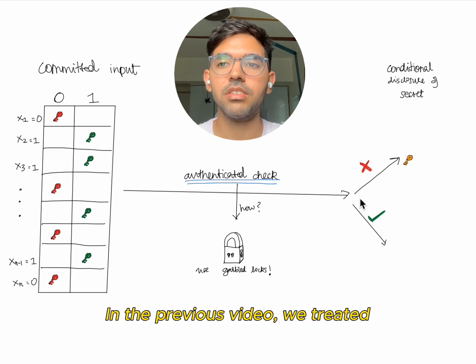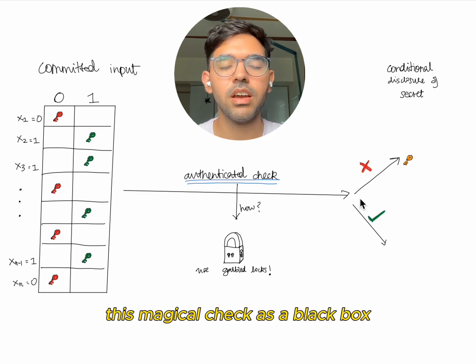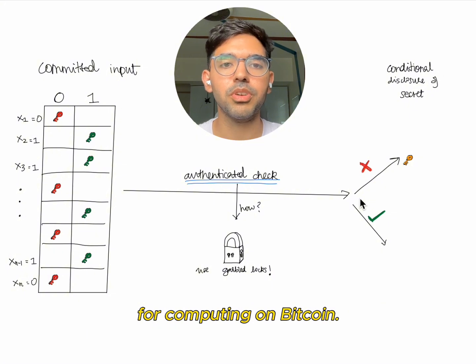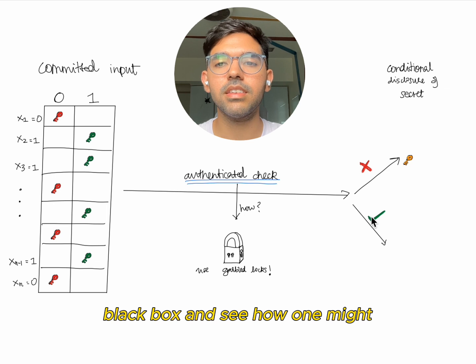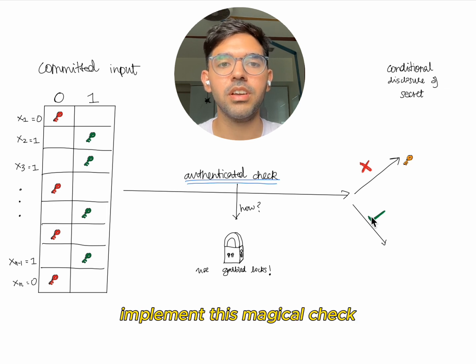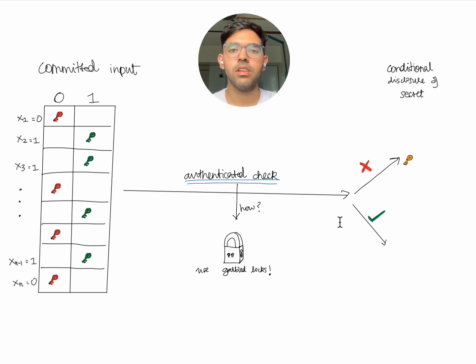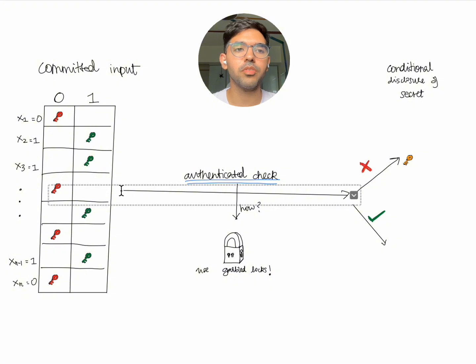In the previous video, we treated this magical check as a black box and discussed how it might be useful for computing on Bitcoin. The goal of this video is to open that black box and see how one might implement this magical check using garbled locks. Recall that we use a specific way of encoding inputs that works well with Bitcoin.